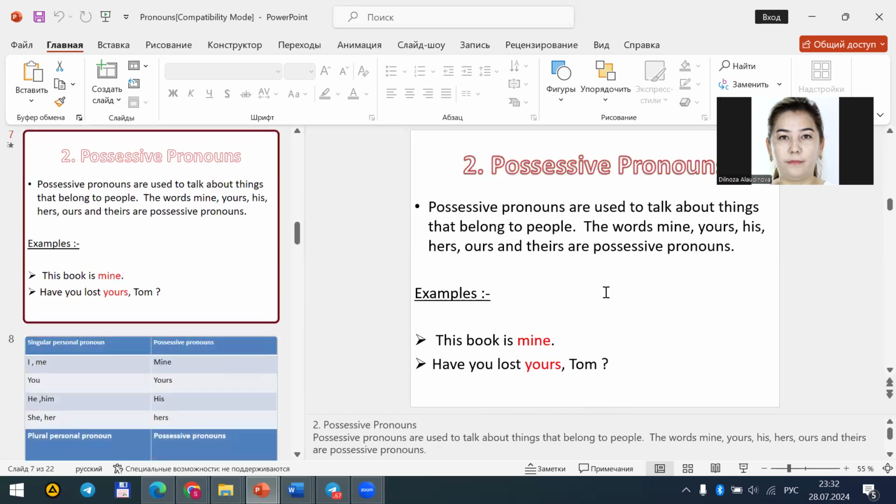Next type, possessive pronouns. Possessive pronouns are used to talk about things that belong to people. The words mine, yours, his, hers, ours, and theirs are possessive pronouns. For example, this book is mine. This book is mine. Have you lost yours, Tom?